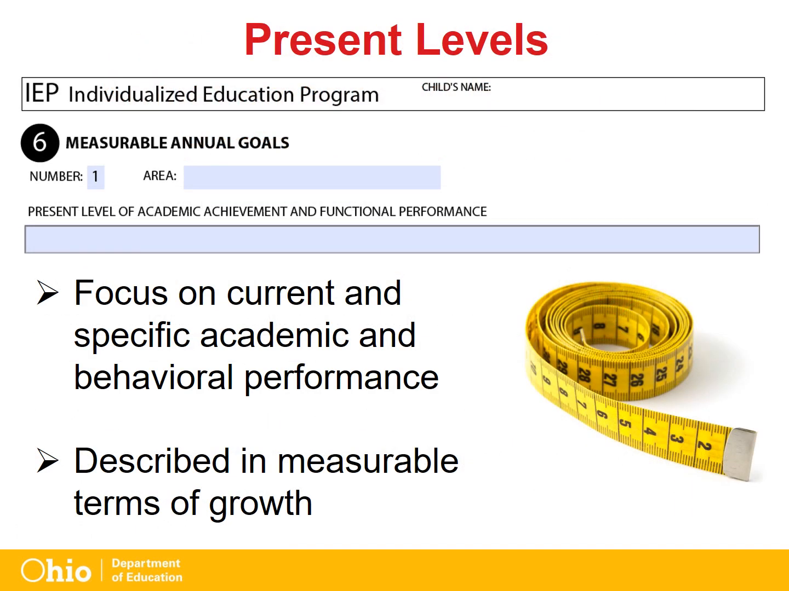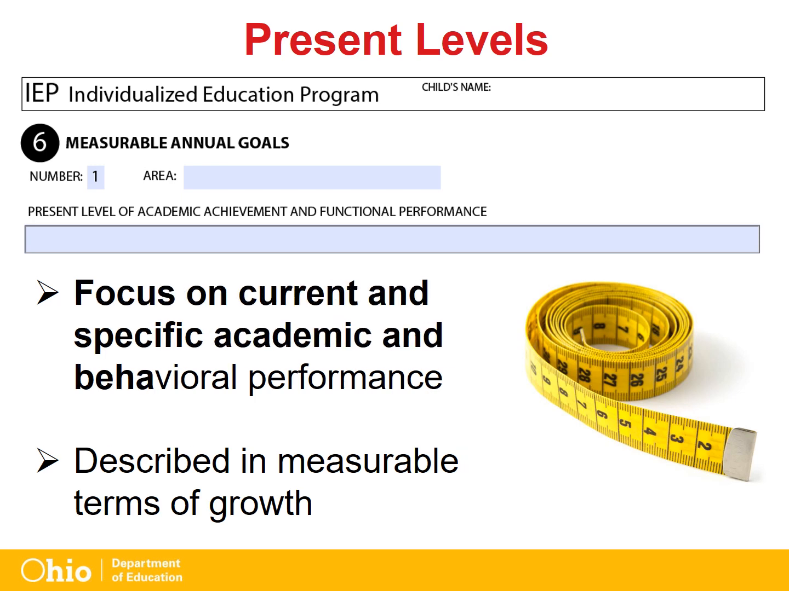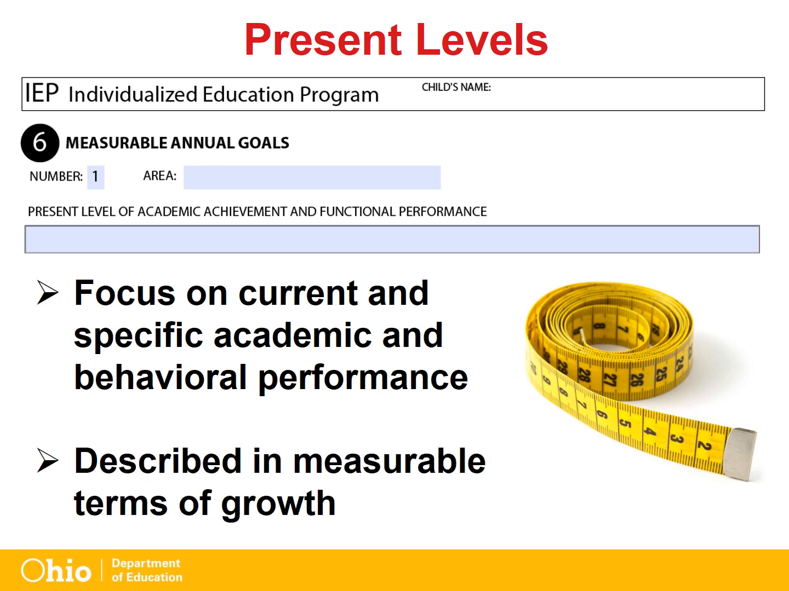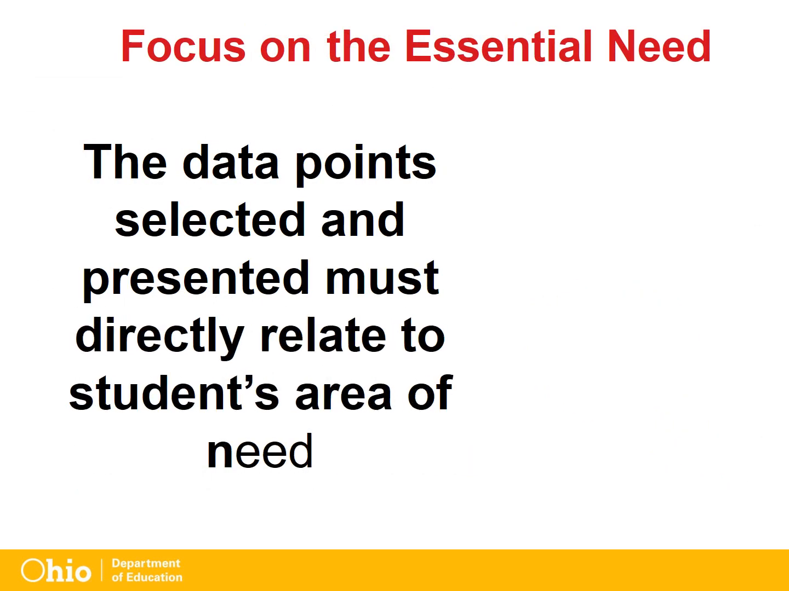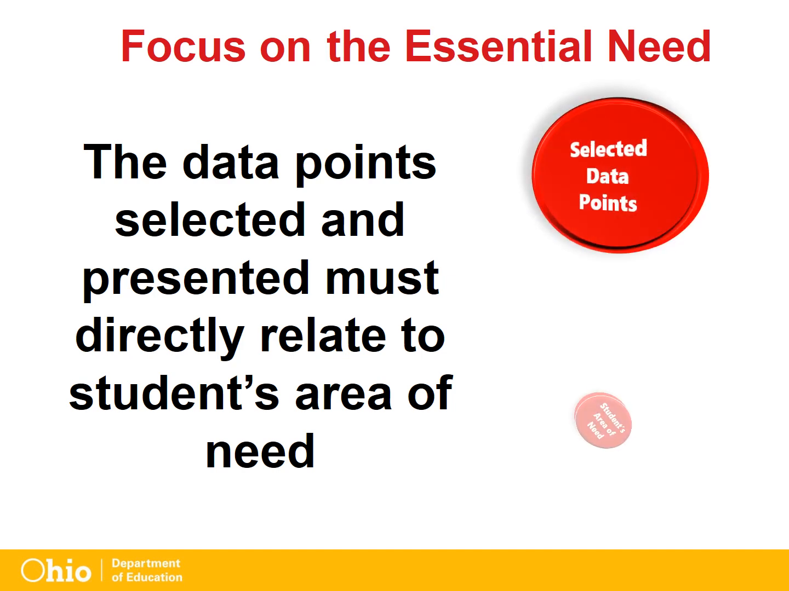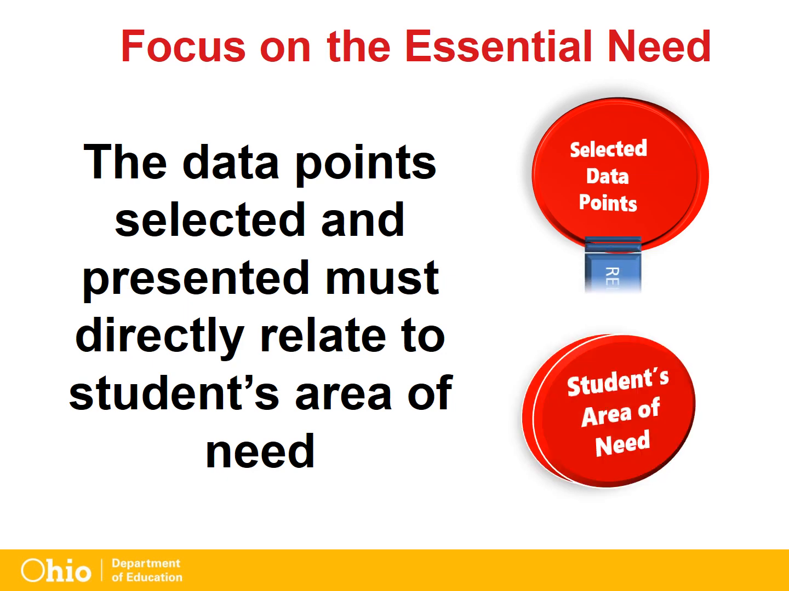When writing about a student's present level of performance, districts should be sure that the focus is on current and specific academic and behavioral performance of the student. All performance levels must be described in measurable terms of growth. When data points are used, it is important that the data points selected and presented are related directly to the area or areas of need.